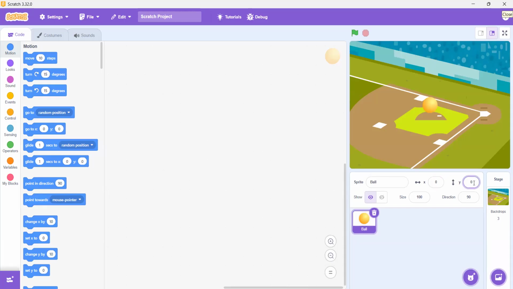0 and 0. Did you see now? Okay. The magic has happened. The ball is at the center. Okay? Now, I want to tell you to walk.